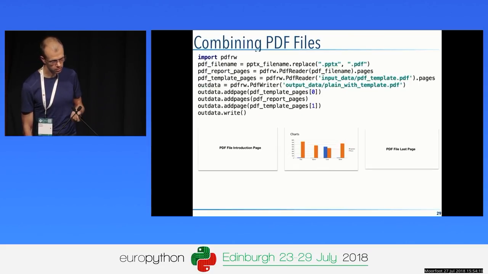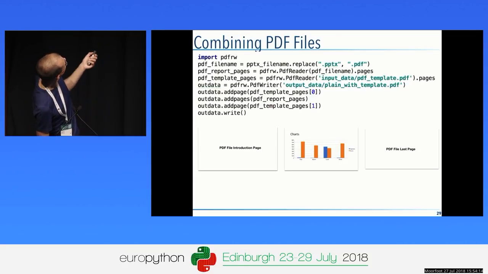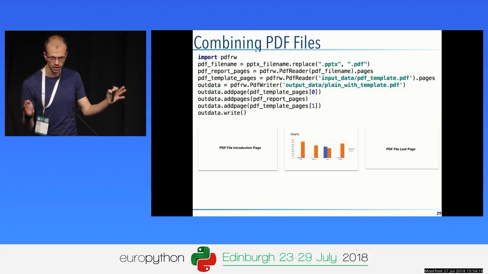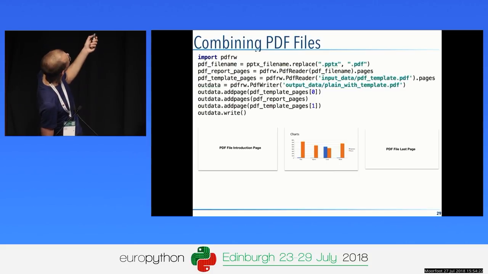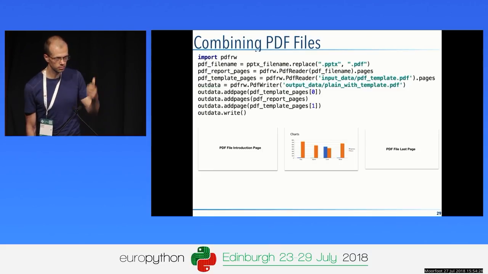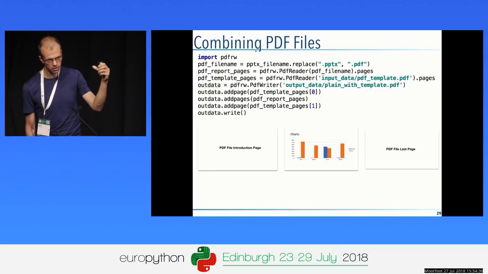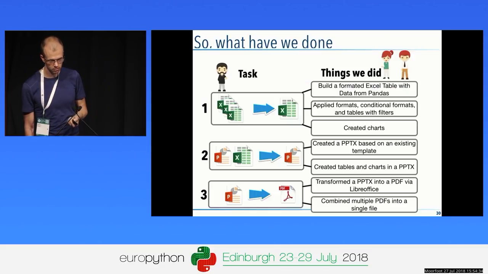What you can also do, with PDF read-write, is just read an existing PDF file. So let's say you have a title page, an outro, and some pages that you built. You just read those in, and then you create a PDF writer. And then you can just say, take this page, add it to the output, take this page, add it to the output, and many things more. Okay. And that's basically all we've done.